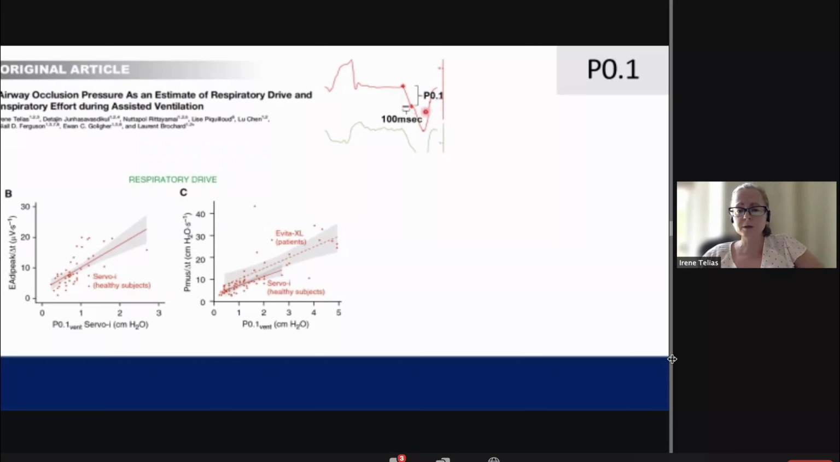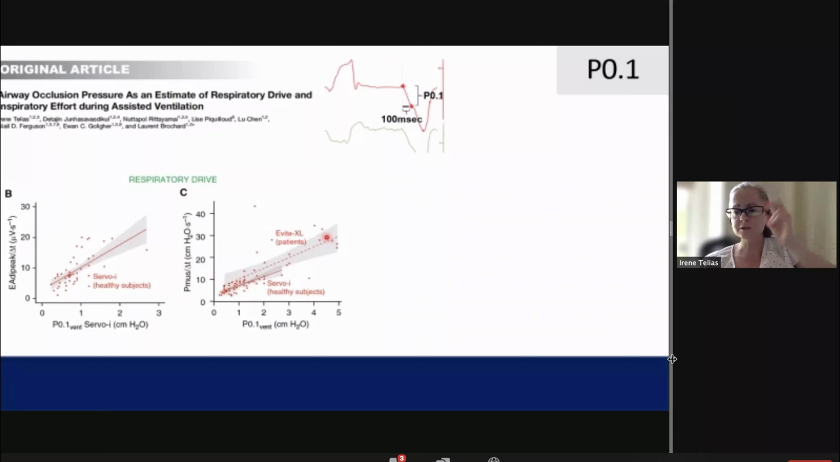So regarding P.1 or P0.1, we did a very detailed study to validate that the P.1 displayed by the ventilators, and this is something important to say, P.1 is displayed by most, if not all, modern ventilators, is really a good surrogate of respiratory drive as measured by two reference techniques. One is the rate of increase in EDI, and the second one is the rate of increase in muscular pressure measured with the esophageal pressure. So you see how it really correlates.